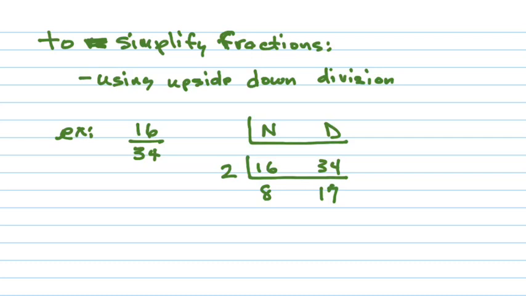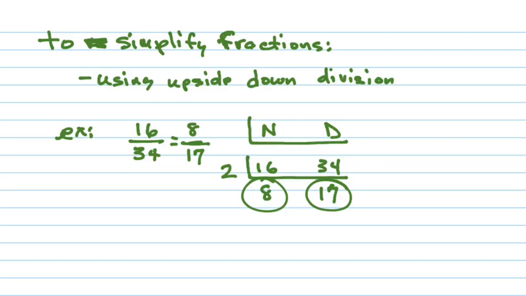Is there anything that'll divide evenly into 8 and 17? Nope. Well, then, we know that 16 over 34 is equivalent to 8 over 17. These two numbers become your new numerator and denominator. Now, that was a pretty simple example because it only divided once, but sometimes they'll divide over and over again.